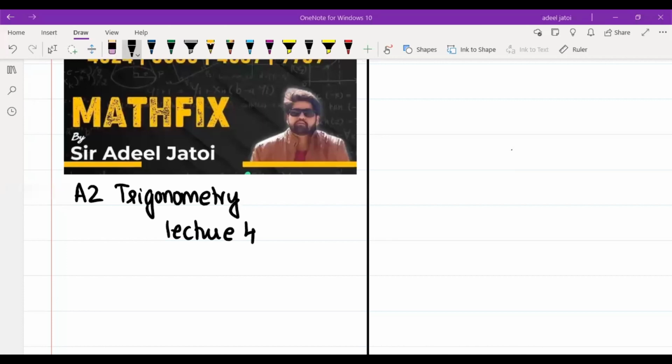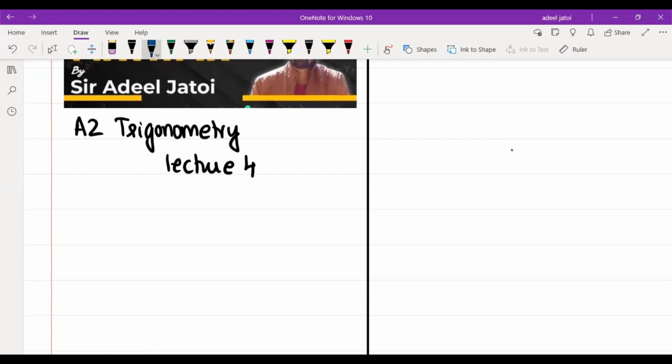Okay, ji. So this is A2 Trigonometry Lecture number 4. We will be working on trigonometric equations today. If you have any issues in the quadratic equations of trigonometry, please kindly link to AS lectures, because this is advanced of AS. So let's just work upon a few basic questions and then we will move towards the positive and the negative range.